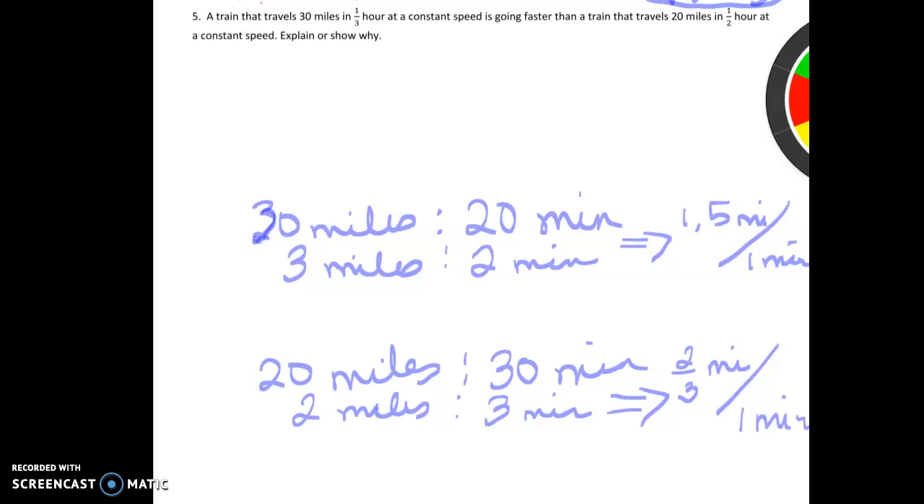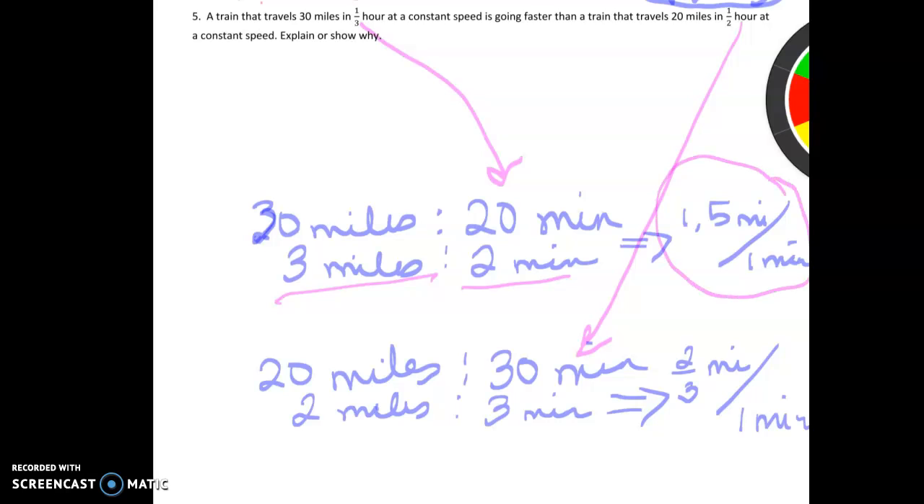Well, you guys see what I did here? I changed the 1/3 of an hour to 20 minutes, and I changed the 1/2 an hour to 30 minutes. So I'm looking at 30 miles in 20 minutes. It is the same as 3 miles in 2 minutes, which is the same as 1.5 miles per minute. So that's the unit rate. The next one would be 20 miles in 30 minutes, which is the same as 2 miles in 3 minutes, which is the same as 2/3 of a mile every minute. And so, yeah, this first train is going considerably faster.